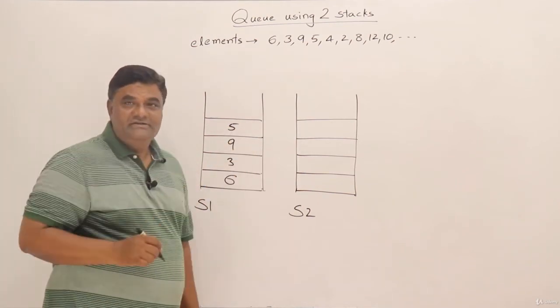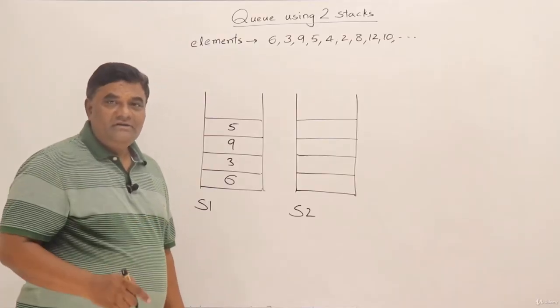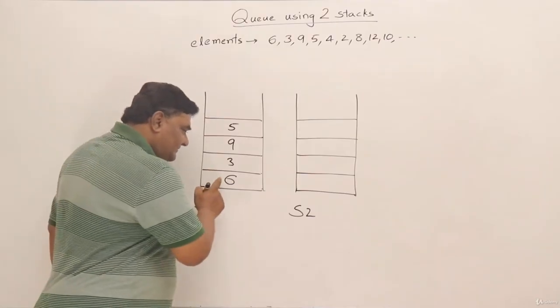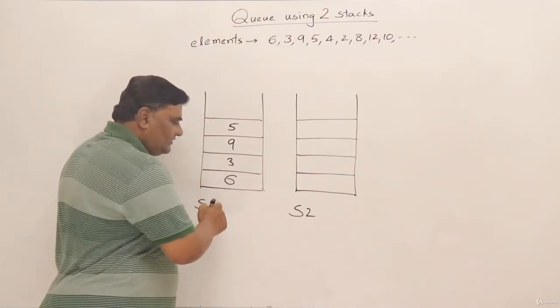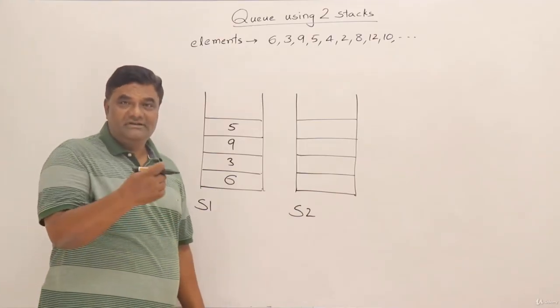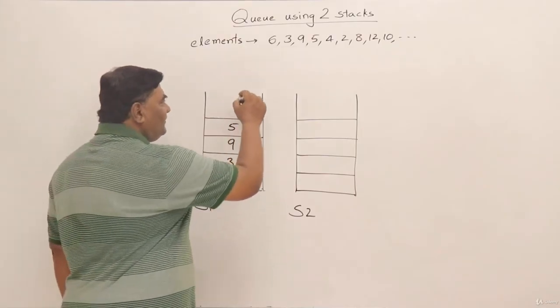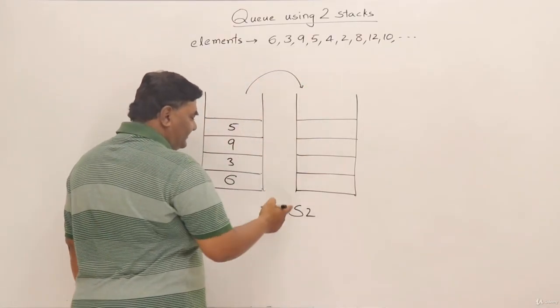Now I want to delete. I have inserted 4 elements in a queue. Now I want to delete. So if I want to delete, I should get the element 6 as per FIFO. But these elements are in a stack. If I delete any element, means pop out an element, I'll be getting 5. How to get 6? So transfer all these elements into stack 2.